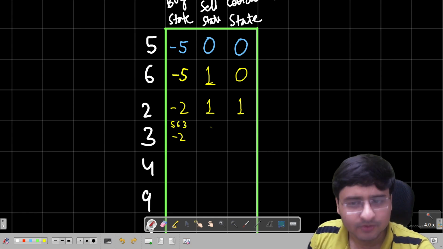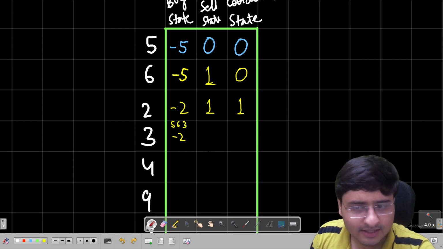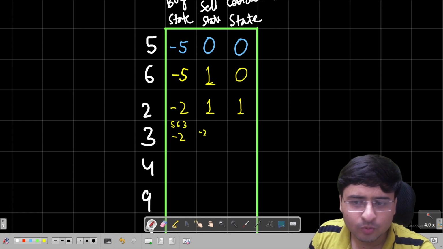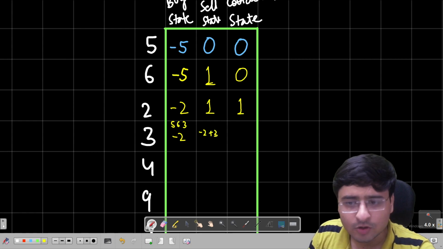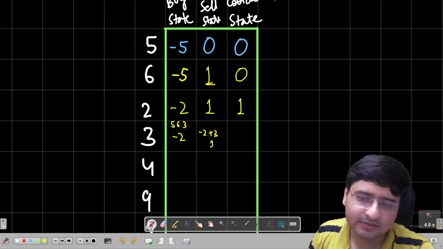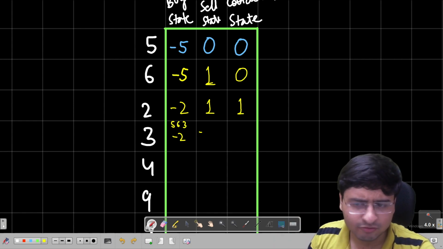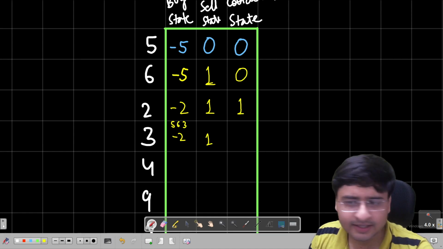If I'm in a sell state, either I can consider selling the previous stock today, so minus 2 plus 3, or I can continue the previous transaction itself. Both are making the same, so 1 is the answer which I'm going to make right here anyway.